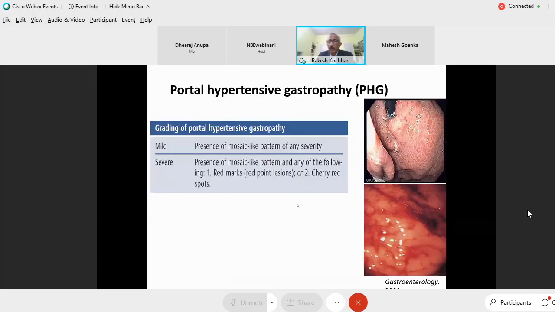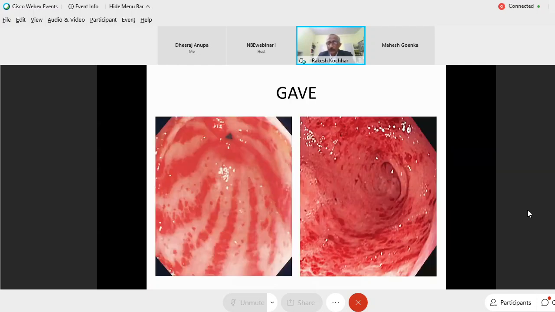Then you all know about portal hypertensive gastropathy. This is presence of this mosaic pattern of mucosa. So if it is like this without any spontaneous bleeding, it is mild. If there is spontaneous bleeding, it is severe. The severe one can have red marks or cherry red spots. So this is a severe gastropathy. This is a severe gastropathy. These are hyperemic patches in a mosaic-like mucosa with cherry red spots. So this will be classified as severe portal hypertensive gastropathy, classically described as watermelon stomach.